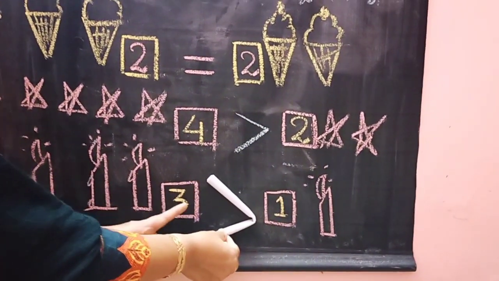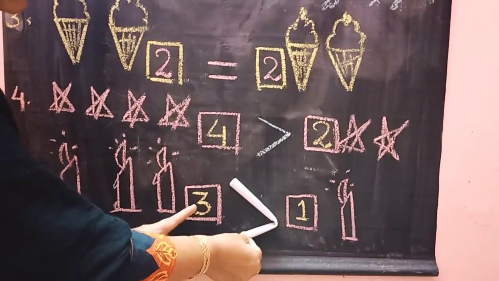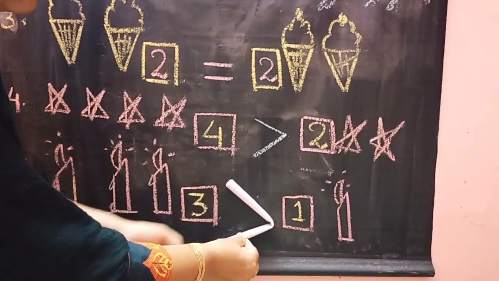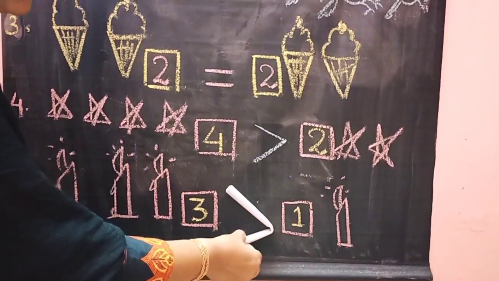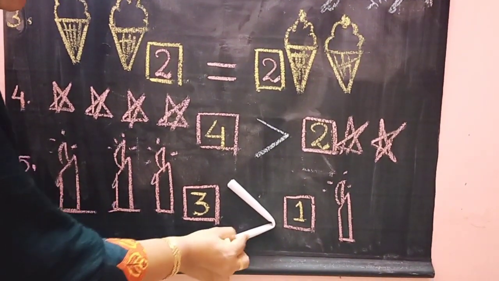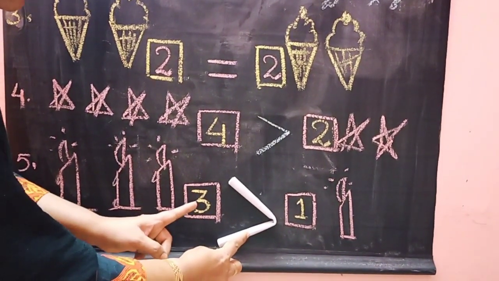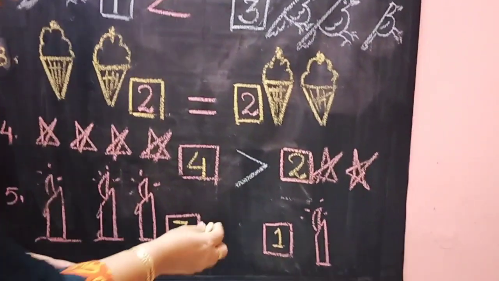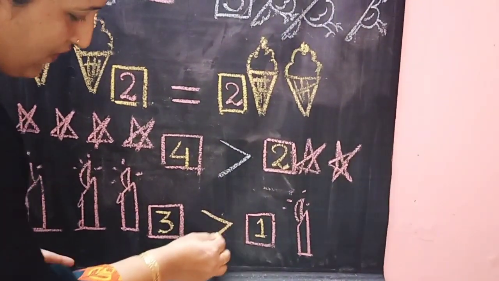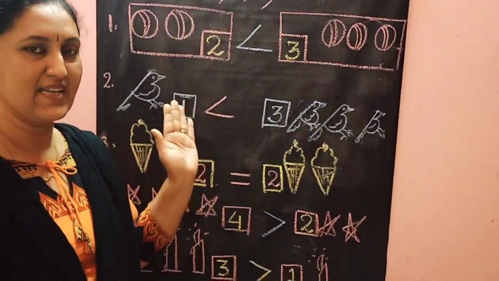On the open side, the bigger side is this one, and here comes the bigger number, and the smaller side, or pointed side, is this one, so here comes the smaller number. So which symbol do you want to use here? Greater than symbol. So how can you read this? 3 greater than 1. Correct. Now I think all of you are clear with the idea of less than, greater than, and equal to.